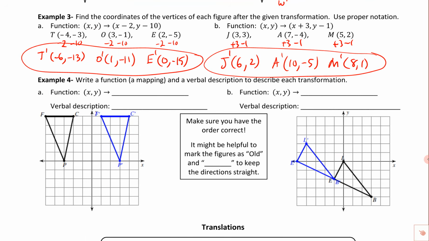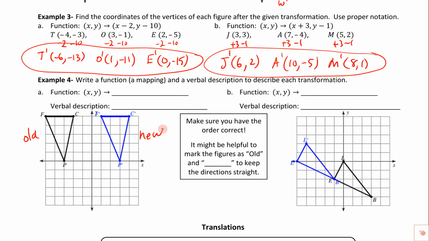Okay, so on the next example, number 4, it says write a function, a mapping if you want to call it that, and a verbal description to describe each transformation. Now here's where it's useful to look at this. I've got this one on here in black and blue. If you're using a set of notes that's just printed in black and white, then you need to pay attention to the notation. So this is f and this is f prime. That automatically tells me that this is the old one and this is the new one.